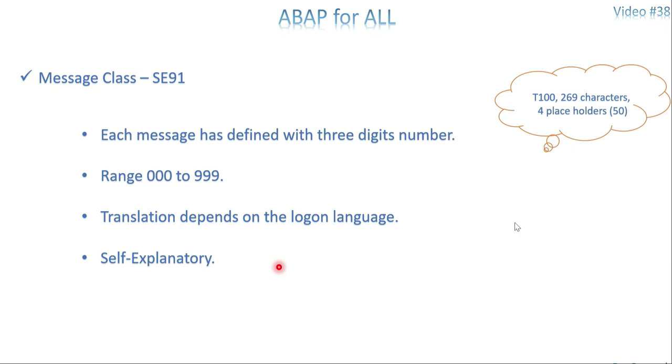So dynamically it might change, right? That is nothing but a placeholder, as we call it. Normally we use ampersand 1, ampersand 2, ampersand 3, ampersand 4. That is for your reference, or simply you can use ampersand also, it works. 1, 2, 3, 4 is just for your reference only. That way, in one message, I'm not talking about message class, one particular message can have 4 placeholders, and each placeholder can have 50 as the length of it.